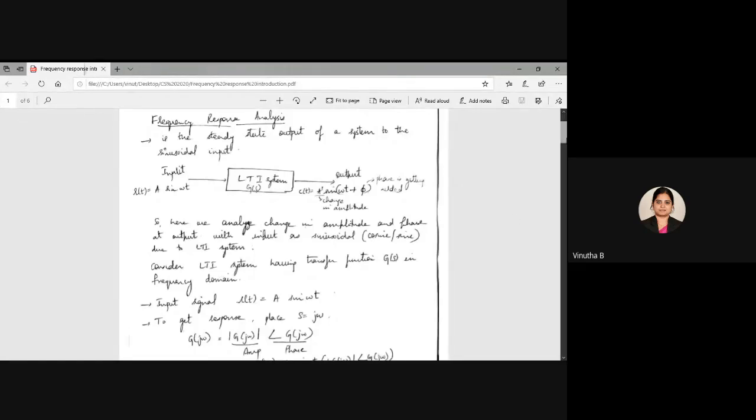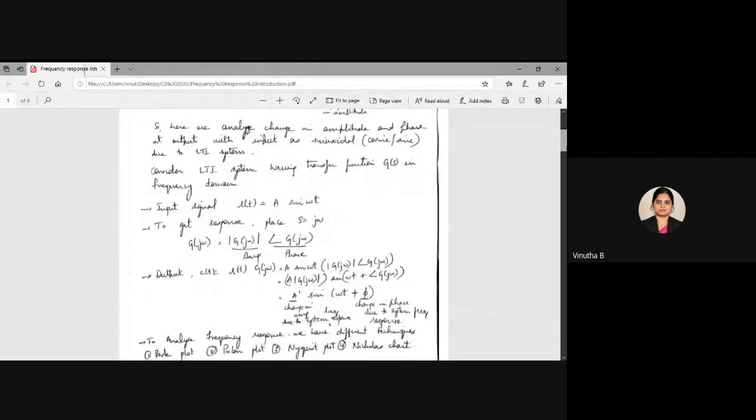Then, what is the input signal here? It is given by r of t equal to A sine omega t. To get the response, place s equal to j omega. So here, wherever we have s, there we are going to replace it by j omega. So G of s was the transfer function in the LTI system. So s is replaced by j omega. So G of j omega is equal to, you will be finding two factors in this. One is the amplitude factor and one is the phase factor.